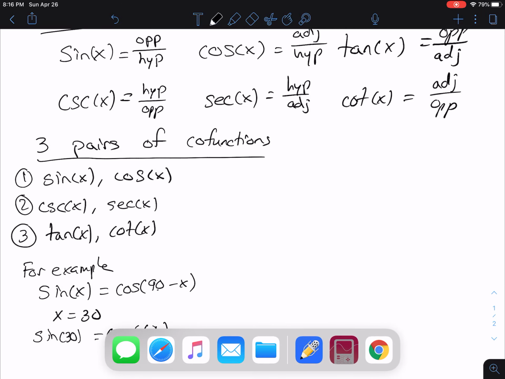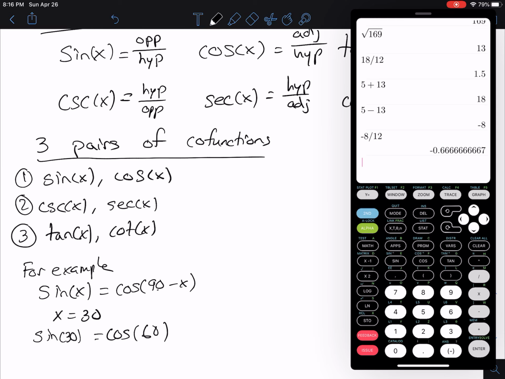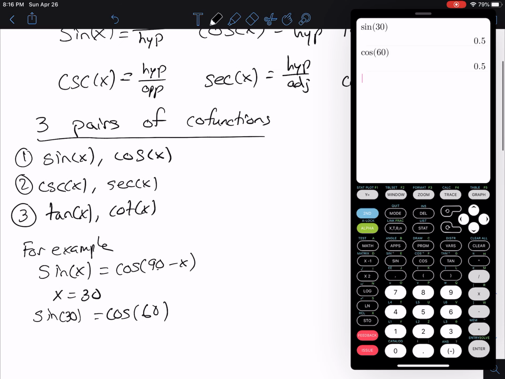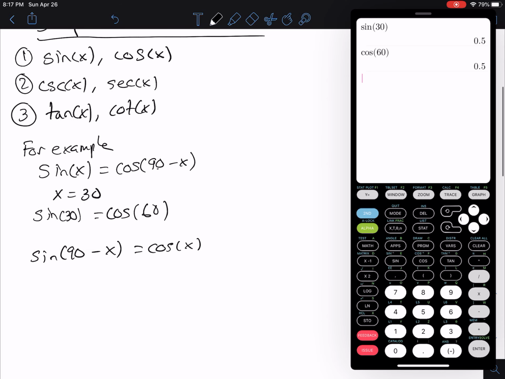If we pull up our handy-dandy calculator, don't forget to always check to make sure you're in degree mode. If we figure out what the sine of 30 is, we get 0.5. And then if we figure out what the cosine of 60 is, we get 0.5. So that works out pretty nicely. And that allows us to do a couple of things. One, it really didn't matter what order we had. We could have had the sine of 90 minus x is equal to the cosine of x. It doesn't matter which one is just the x and which one is 90 minus x.